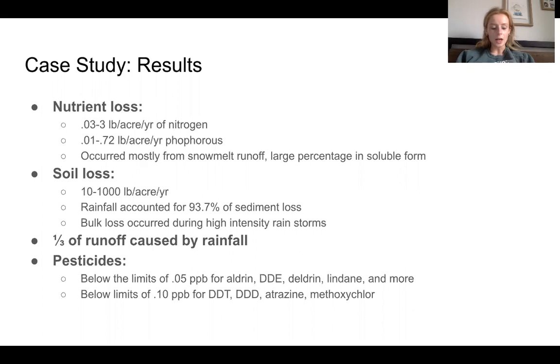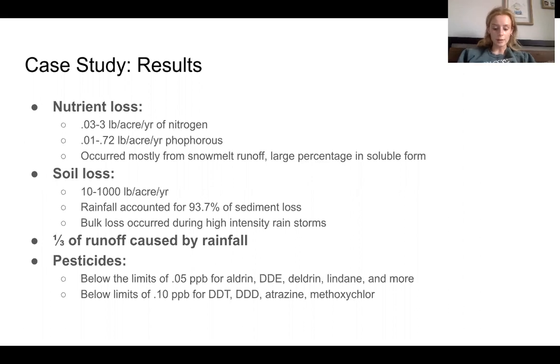So they found that nutrient loss ranged from 0.03 to 3 pounds per acre per year of nitrogen, and there was 0.01 to 0.72 pounds per acre per year of phosphorus. So quite a big range. But most of the annual nutrient load comes from snowmelt runoff, and a large percentage of this is in a soluble form, which is something we talked about earlier in this video.